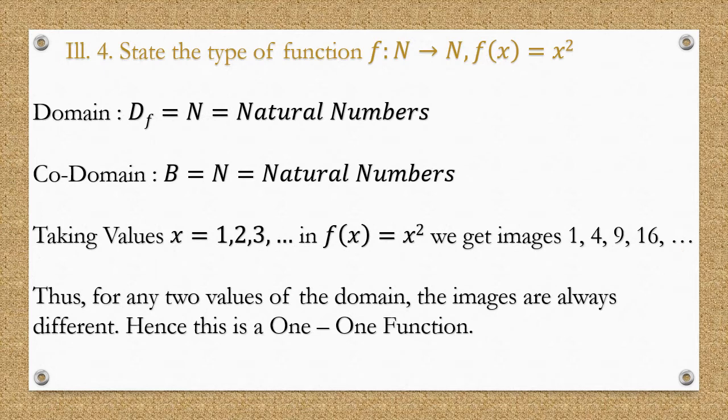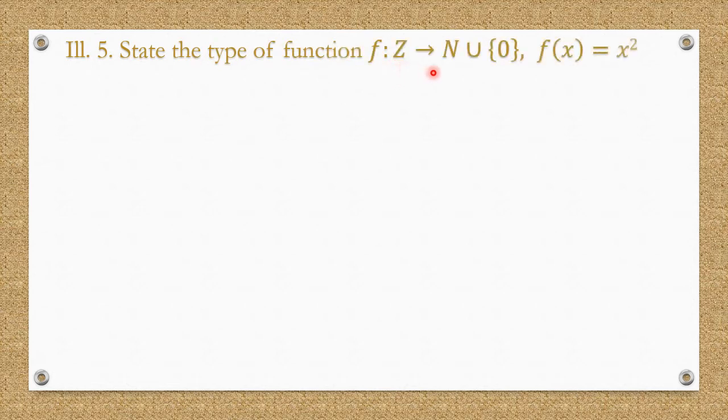Okay, moving on. Illustration 5, we have to state the type of function for f is a function from Z to N union 0. Natural numbers start from 1, but we also need a 0 in there. So this time our codomain is 0, 1, 2, 3 up to infinity. And we are taking Z, which is integers, positive, negative, doesn't matter.